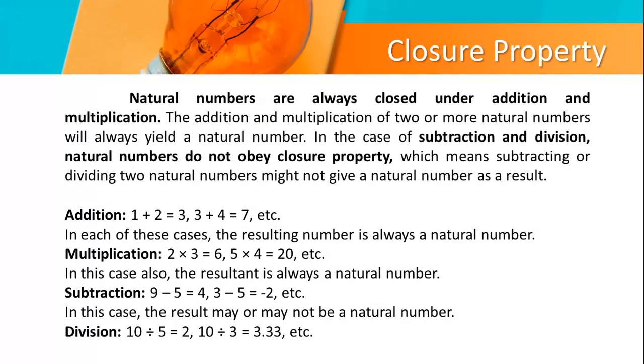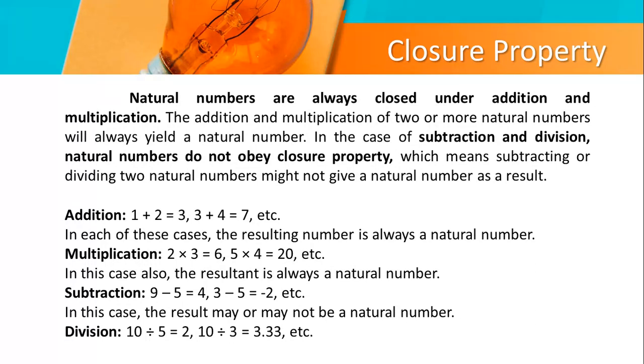Okay, so based on the closure property definitions, natural numbers are always closed under addition and multiplications. The addition and multiplication of two or more natural numbers will always yield a natural number. So kapag daw tayo nag-add at nag-multiply ng natural numbers, two or more natural numbers, ang mangyayari, ang sagot ay always siya na natural number. And in the case of subtraction and division, ito yung parang exclusion niya. Natural numbers do not obey closure property. Hindi siya ganun mangyayari.